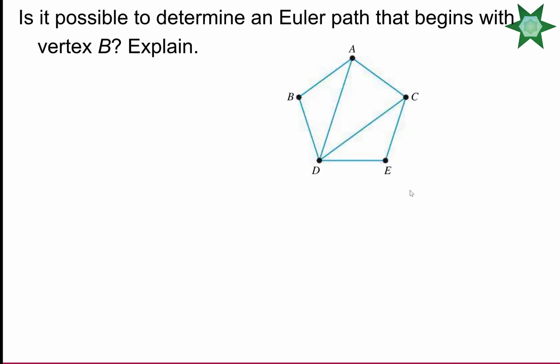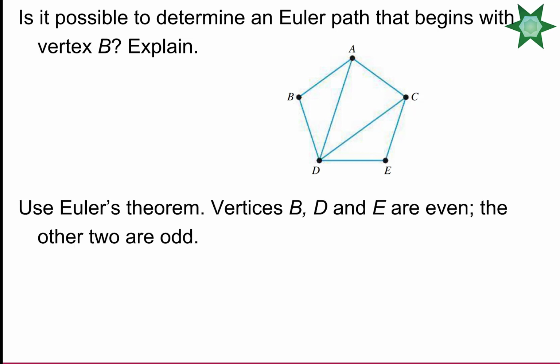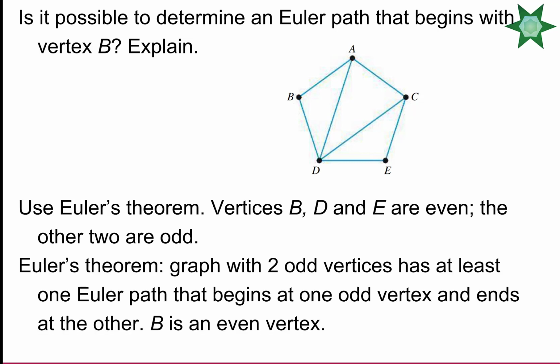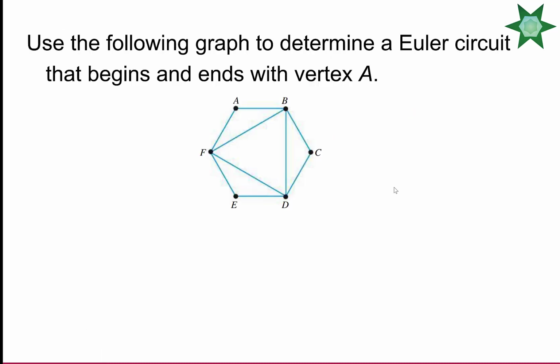Is it possible that an Euler path exists with vertex B in this particular diagram? By Euler's theorem, vertices B, D, and E are even, the other two are odd. So if we're going to work with this graph, Euler's theorem tells us a graph with two odd vertices has at least one Euler path. It has to start in an odd vertex, and that's not B. B is an even vertex. So no Euler path exists that starts with vertex B.